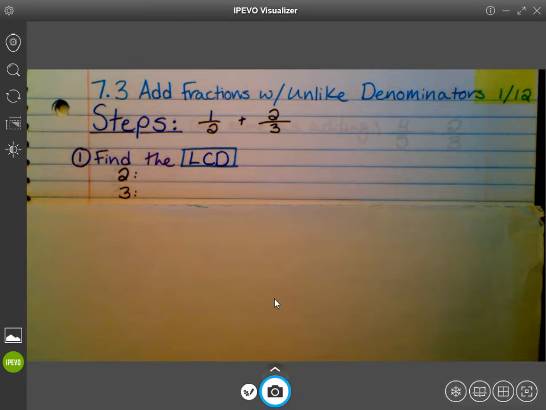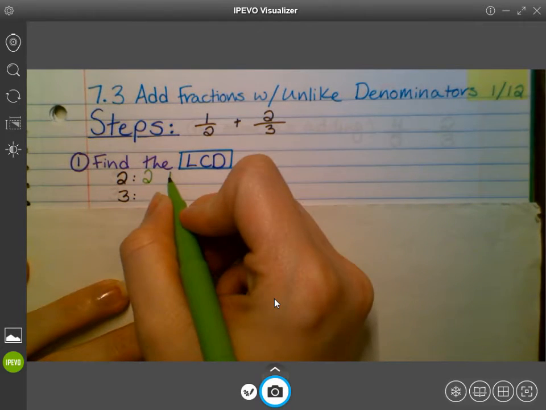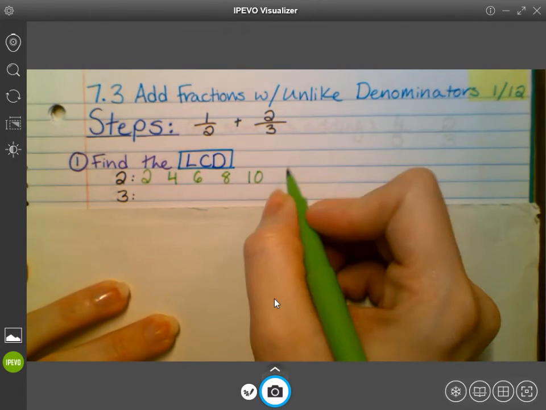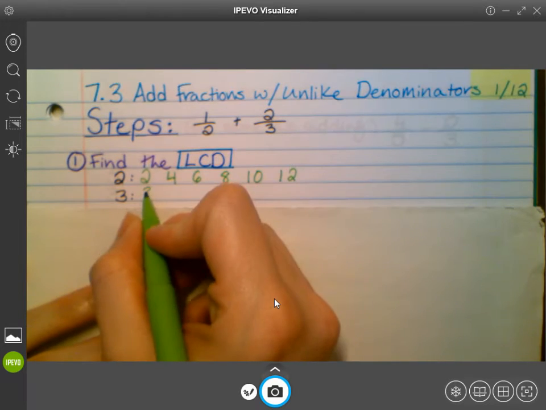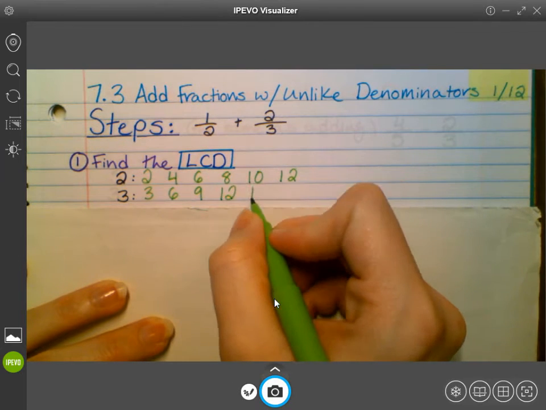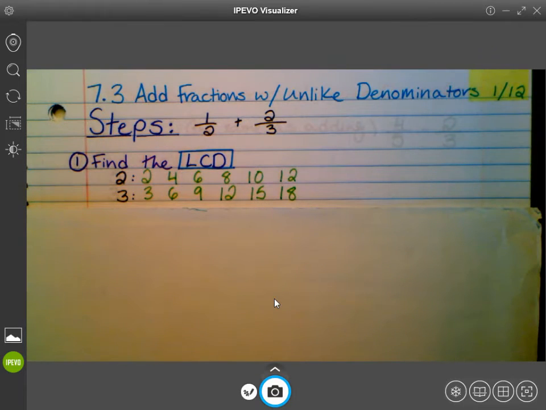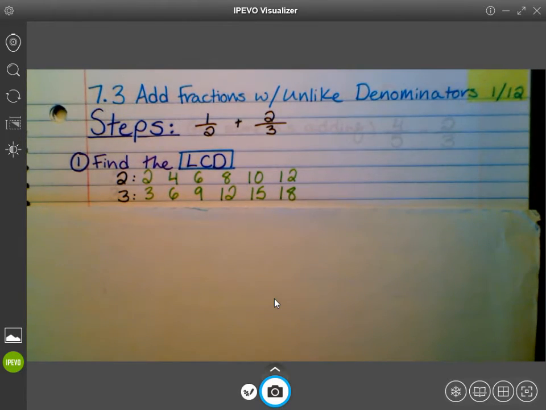So let's look at this together, 5th grade. When I list multiples of 2, I start with 2, and I can list 4, 6, 8, 10, 12. Then I'm going to list multiples of 3: 3, 6, 9, 12, 15, 18. All right, 5th grade, I'm looking. They both have 6, and they both have 12. Which one do I circle?